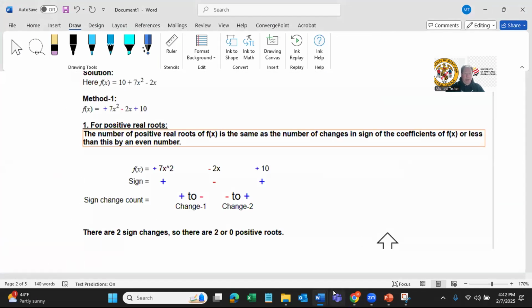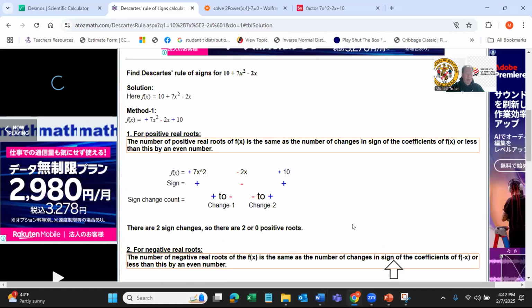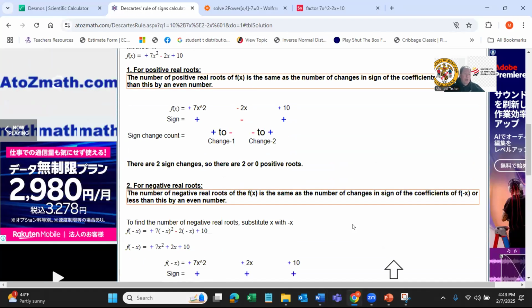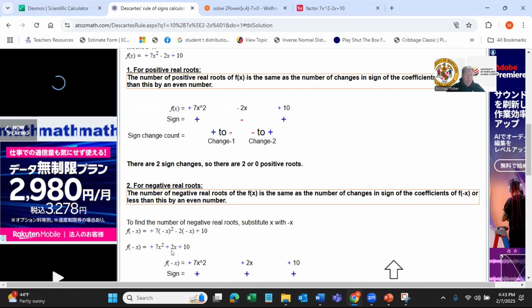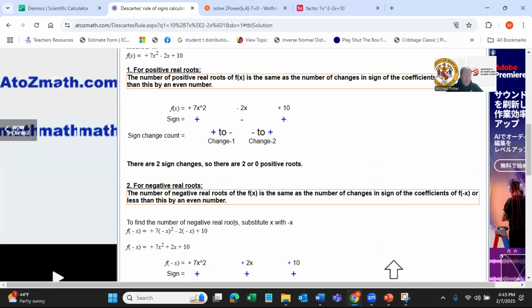Now let's discover the negative roots. To do this, we find f of negative x. That means everywhere I see an x, replace it with a negative x. They did that in the standard form and then simplified. Negative x squared is negative x times negative x, which is x squared, because a negative times a negative is a positive. Then we have a negative 2 times negative x, which is plus 2x. So f of negative x is 7x squared plus 2x plus 10.